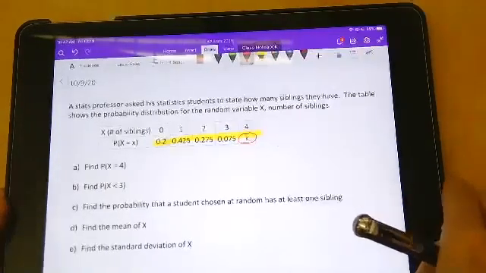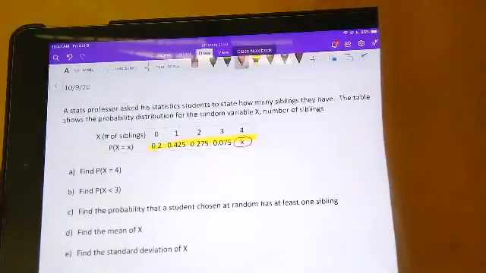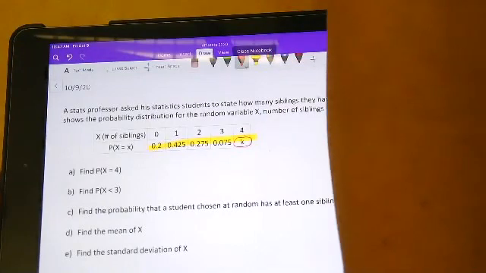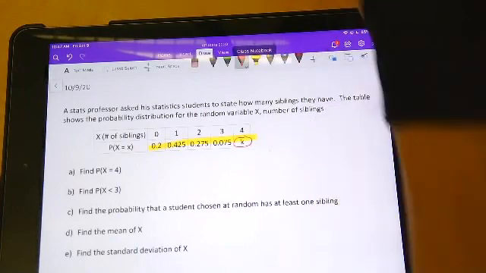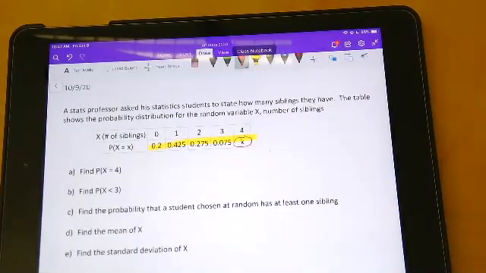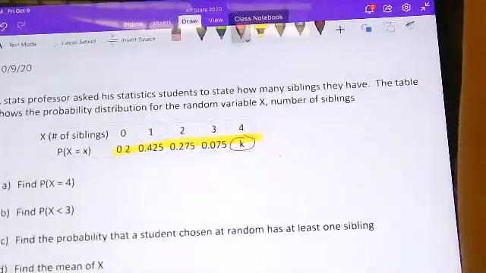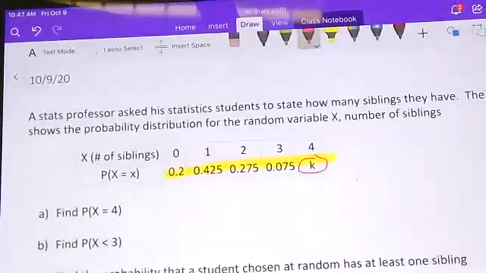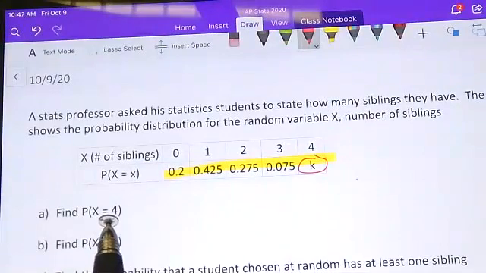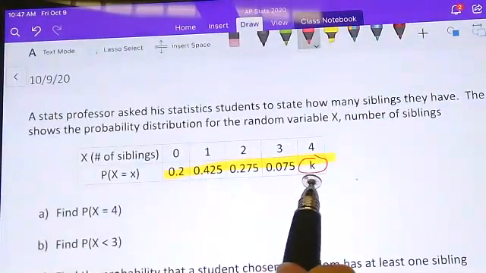Okay, so to figure out what the missing one is right there, all we need to do... I just hit the wrong button. Hold on. There we go. I meant to hit this one. There we go. So figure out what the probability is that x equals 4. So in other words, what's the probability that somebody in this class has 4 siblings?